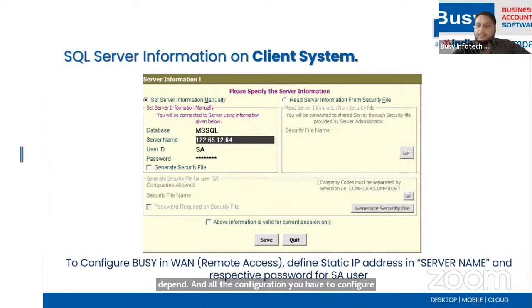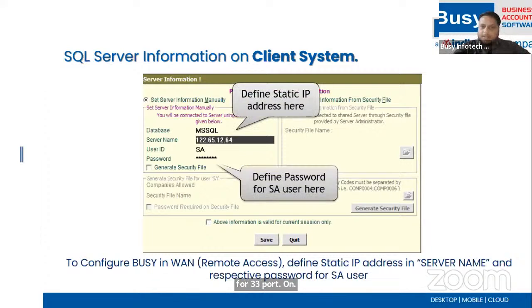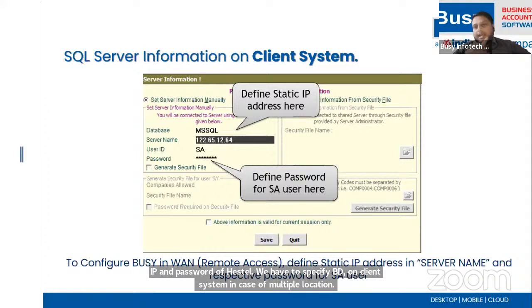After that, you have to open Busy. You have to specify the server local IP in server name at the server system, and you have to specify the static IP with comma 1433 port on the client system. Save and specify the password, static IP and password of SQL. You have to specify these details on the client system in case of multiple locations. Save this configuration. After that, just open the company. You can access the server system data at the client system.